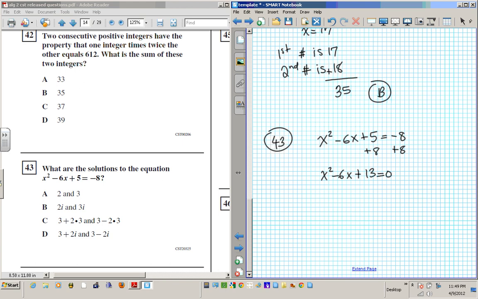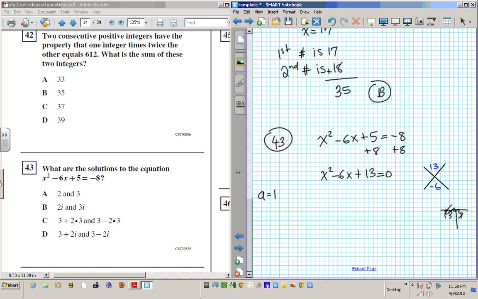So in this problem, the question is, can I use the x game to figure this out? Let's try it out. So AC goes on top, AC is 13, and B is negative 6. What 2 numbers add to give you negative 6 and multiply to give you 13? The only combination I can think of is 13 and 1, and that doesn't work. So guess what? This expression is prime, so we cannot factor it by grouping. So we have to resort to the quadratic formula.